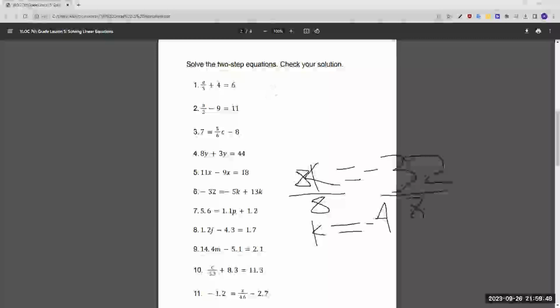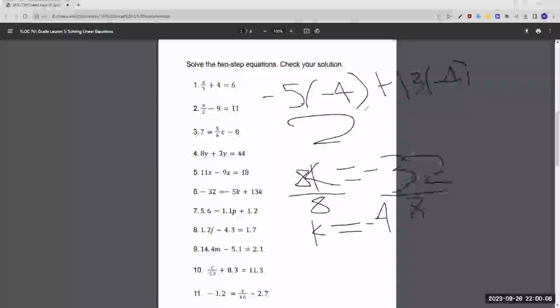Now to check our solution, we would plug it in again. So negative 5 times negative 4 plus 13 times negative 4. Negative 5 times negative 4 is 20. 13 times negative 4 is negative 52. And when you add these, it equals negative 32, which we were given here.